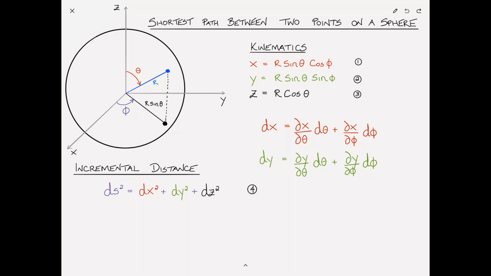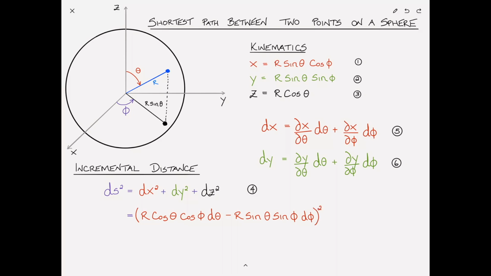What are we up to? 5 and 6. And now we can find our expression for the incremental distance. That's equal to, taking the derivative of x with respect to theta, we get r cosine theta cosine of phi, d theta. Taking the derivative with respect to phi, we get a minus sine phi. So minus r sine theta sine of phi, d phi.